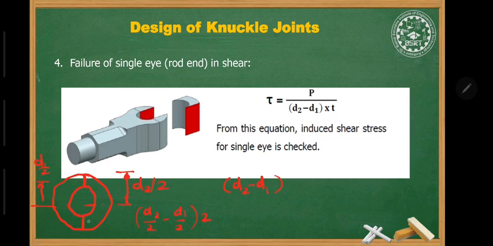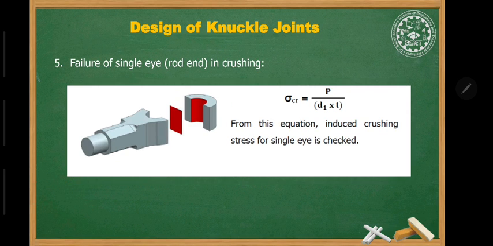So this one sided dimension is d2 minus d1, that is this dimension. You will get this dimension as d2 minus d1, and as we know this is our thickness t. So the area of the rectangle will be d2 minus d1 multiplied by t, that is this resisting area. So here the shear stress is calculated as tau is equal to force upon area, that is d2 minus d1 multiplied by t. So from this equation the induced shear stress for the single eye is checked with the permissible shear stress which is given in the problem.